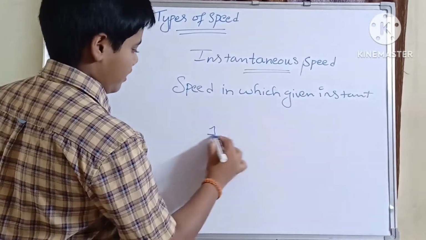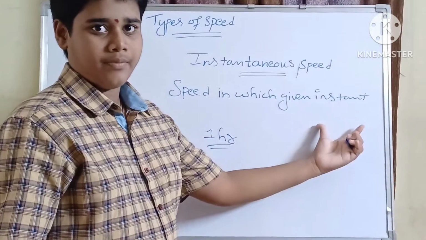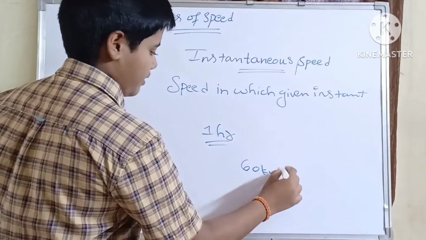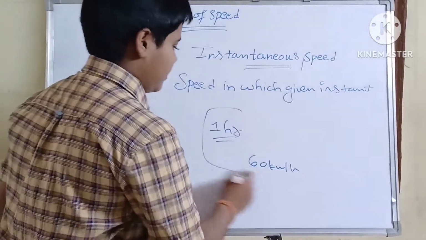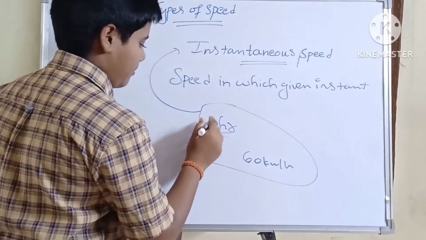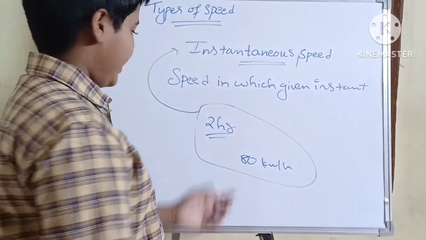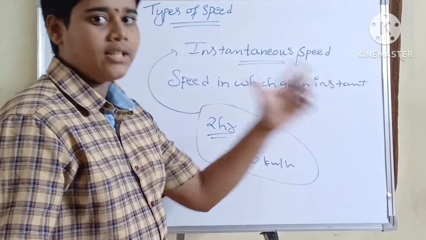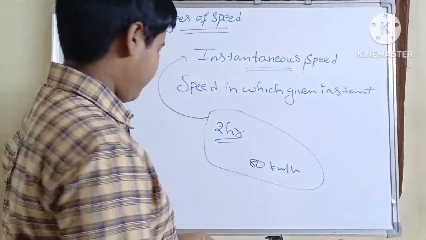Taking 1 hour as an instant. Instant is nothing but time. In this fixed time I will go at 60 kmph. So this method is called instantaneous speed. For example, I am taking 2 hours and 80 kmph. In 2 hours, I should go 80 km per hour with constant speed. That is called instantaneous speed. Okay?